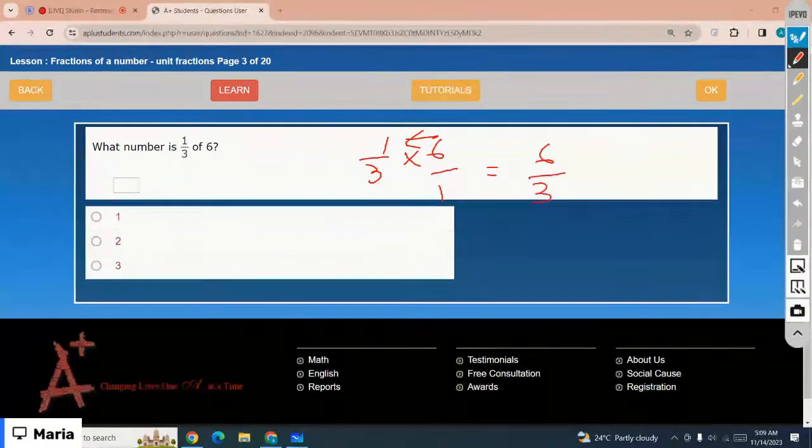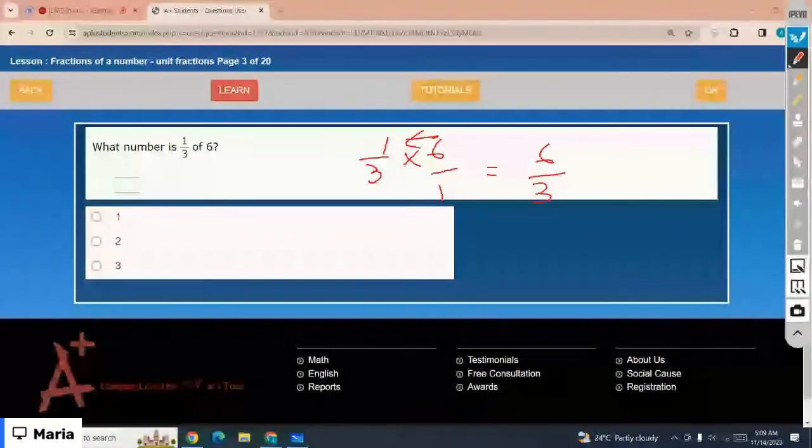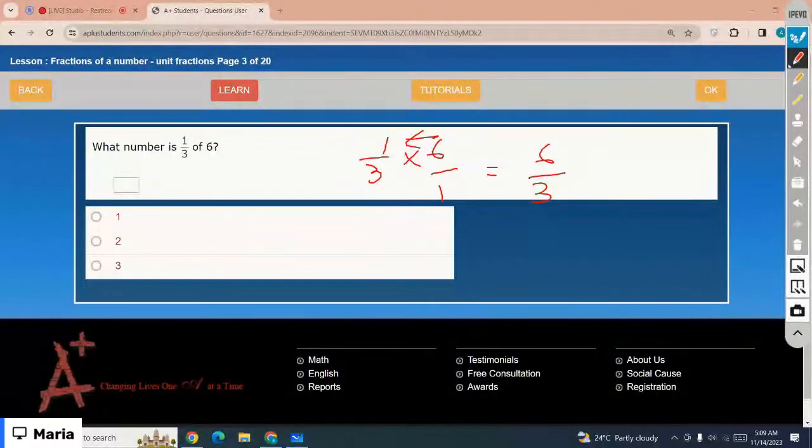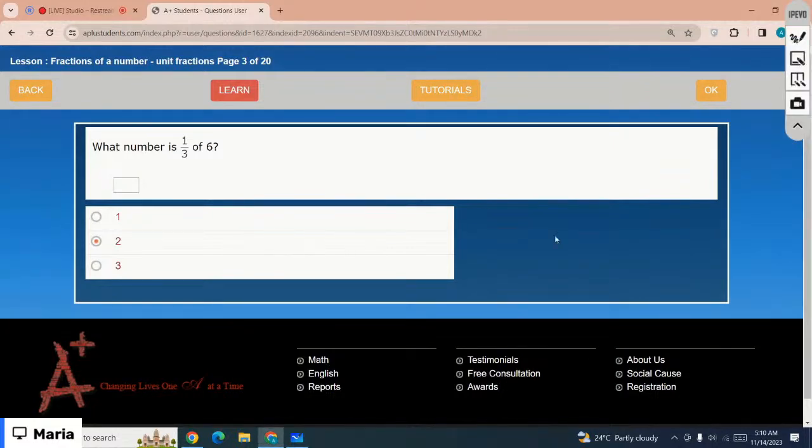So yes, the correct option is 2, since 3 times 2 is 6. Very good. The correct option is 2. That means 1/3 of 6 is 2. Very good.